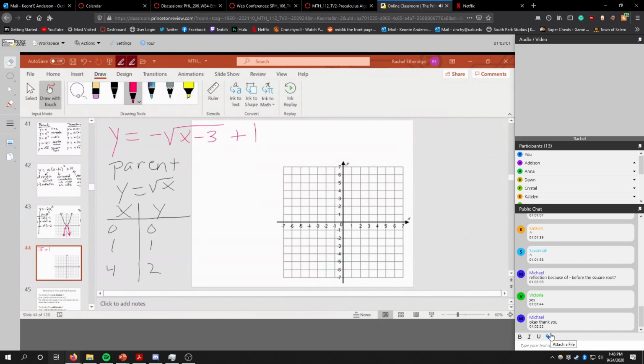So that's my ordered pair. The reflection says that I need to make all of those negative. So I'm going to do the reflection first. So that's going to still give me 0, -1, -2. Then this tells me to shift to the right 3. So that means I need to go to the x values and add 3.